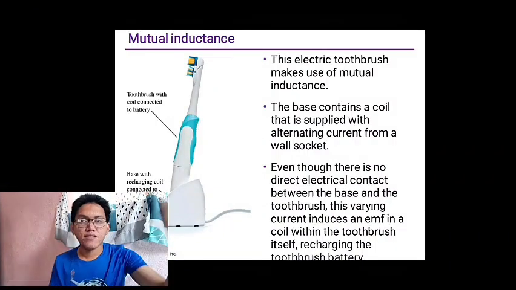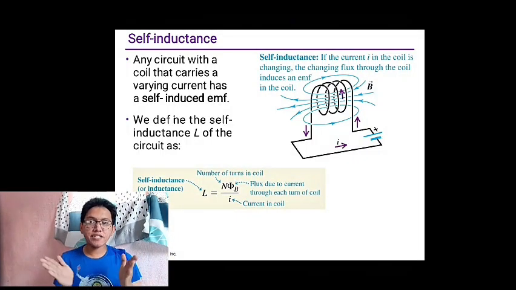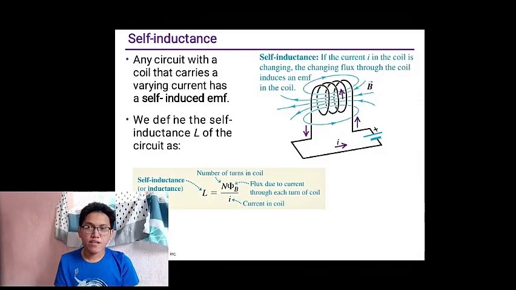Let's proceed with self-inductance. Any circuit that contains a coil and carries a time-varying current experiences a self-induced EMF. This induced EMF is produced by the current in the circuit itself and opposes the change in current, according to Lenz's law.